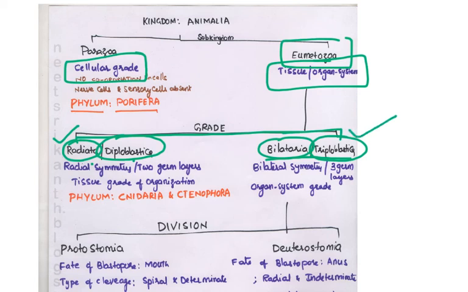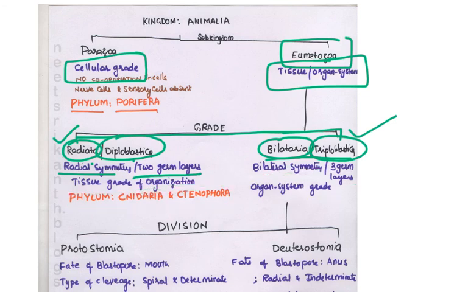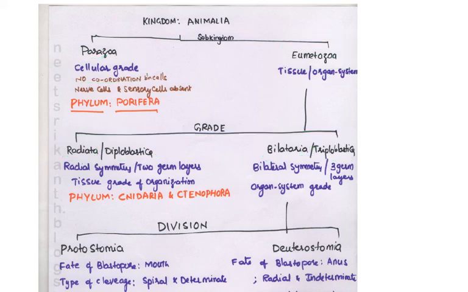Grade Radiata is with radial symmetry and two germ layers. Grade Bilateria is with bilateral symmetry and three germ layers. Grade Radiata is with tissue grade of organization, and grade Bilateria is with organ system grade of organization. So finally, from the phylum point of view, in phylum Cnidaria and Ctenophora, the characteristic features are like this.